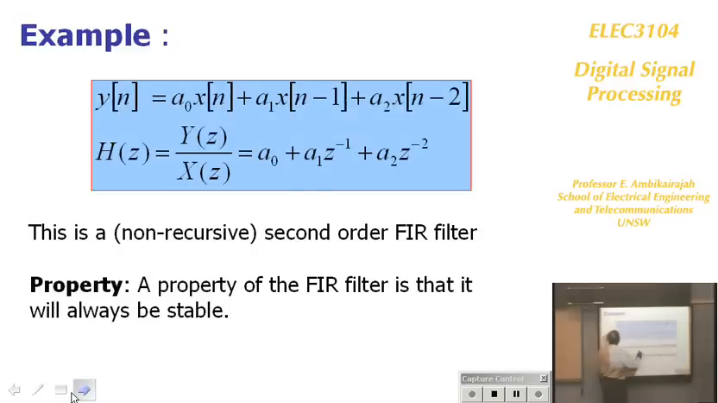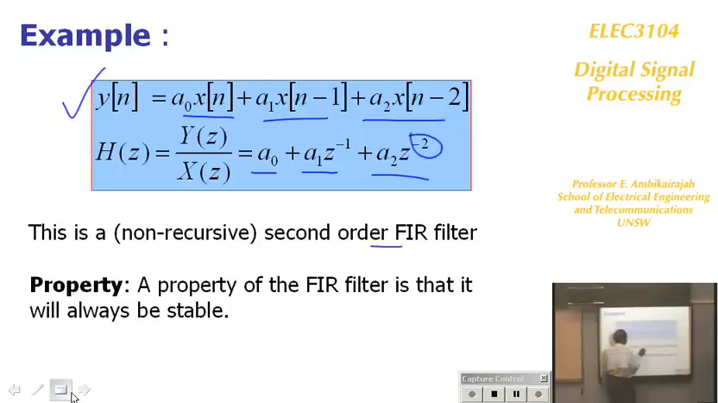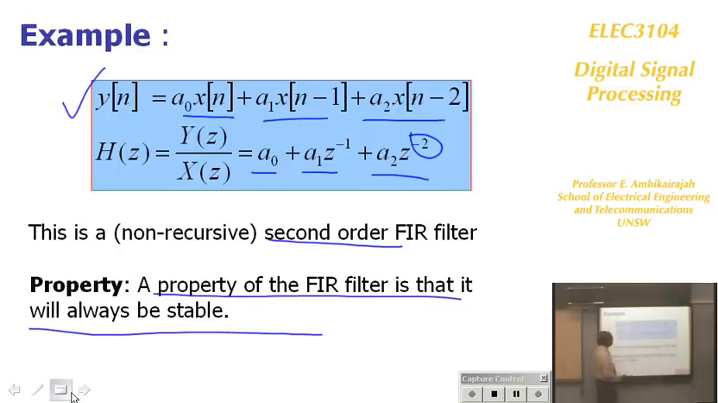Here is an example. Here is Yn. This is an FIR filter. There's no feedback part. If you take the transform and get the transfer function, you get A0, A1, and A2. I've done this earlier. So it's only a numerator. Because this is second order, it is called a second order FIR filter. A property of the FIR filter is that it will always be stable, because zeros can be inside or outside the unit circle, anywhere you want, but the filter will always be stable.